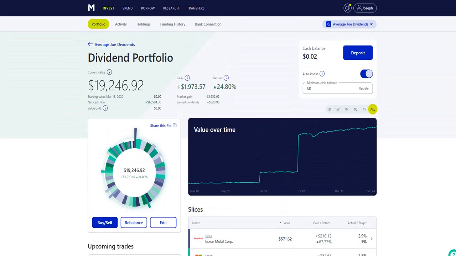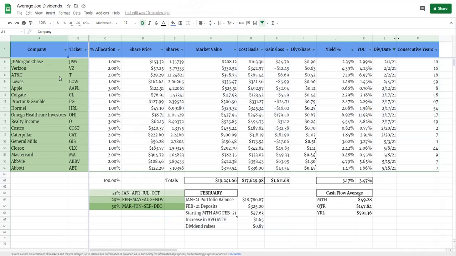And I've got a Google Sheet where I had this filtered down just to the 17 companies that are paying a dividend in February. And these are the groups. This group will pay in February, May, August, November. And this represents 29% of the total portfolio, which the portfolio value right now is at 19,243. And this will change because right now this is live. The markets are still open.